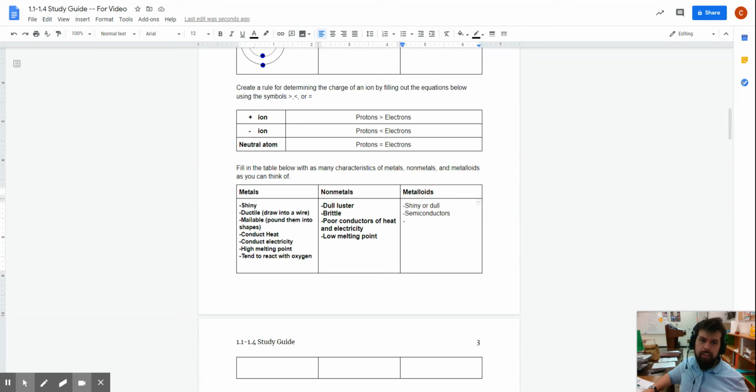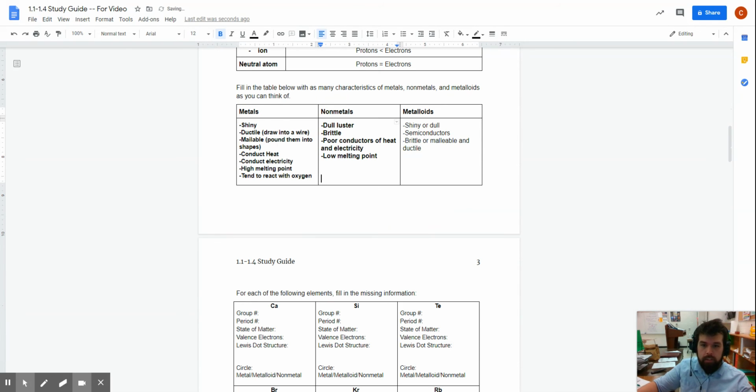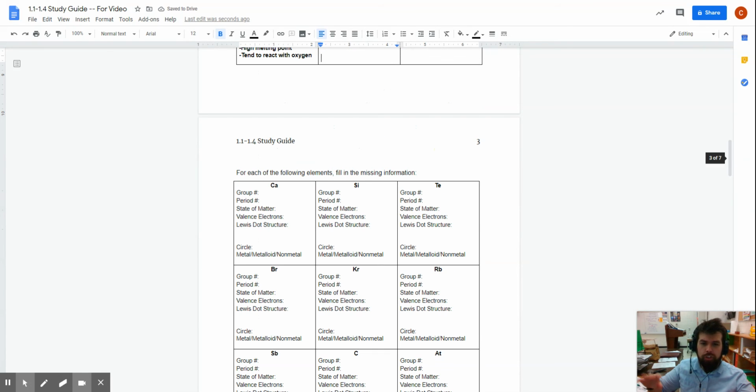Depending on the metalloid, they can be brittle or malleable and ductile. So I'll just go ahead and say they can be either or. They can be brittle or malleable and ductile. It depends on the metalloid that you're talking about. They're kind of weird. They're the in-between elements. Okay, so I think that's pretty good for that. I'm actually going to backspace some of these. Again, I want it to fit on one page. It looks nice and neat.